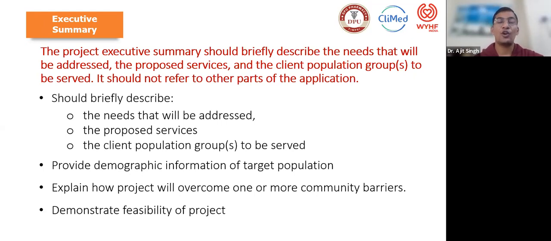Feasibility means always write a bit about yourself, about your institution, and about the setup. In the executive summary, you do not have to mention everything about the institute. You just have to mention the important part of the institute which is directly associated with the proposed grant or project you are going for. Like, if I need HPLC support in my project, I should write, okay, we have an available HPLC setup in my college. That is enough. That is the feasibility part.